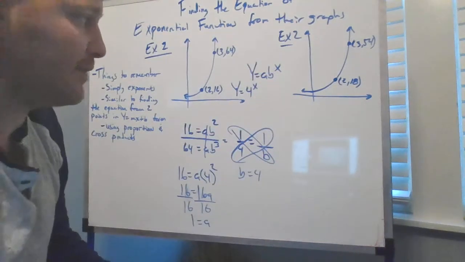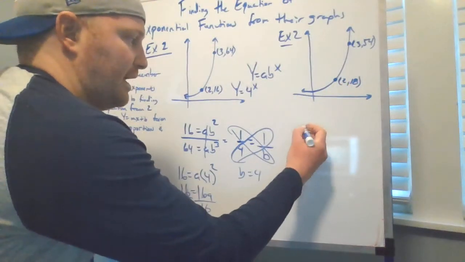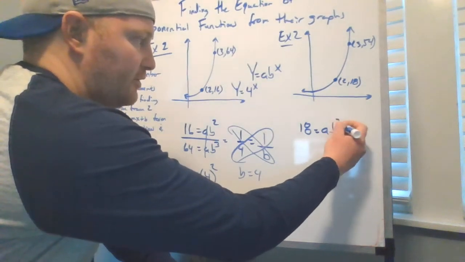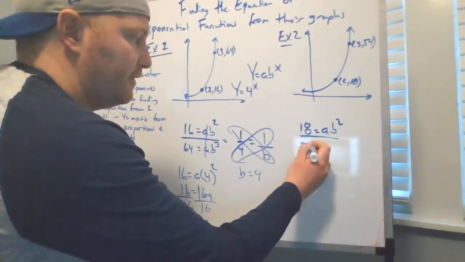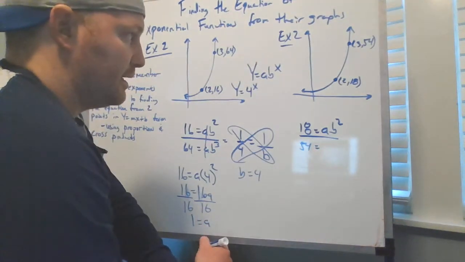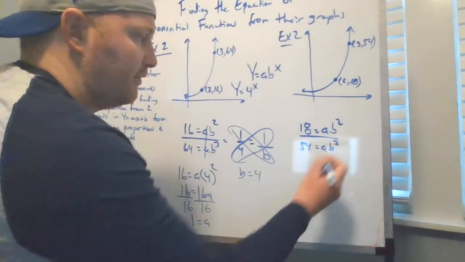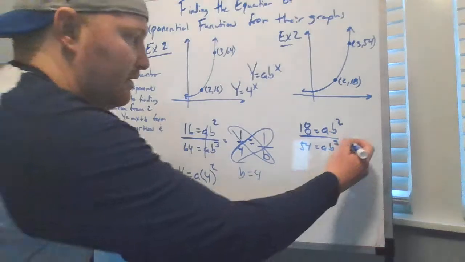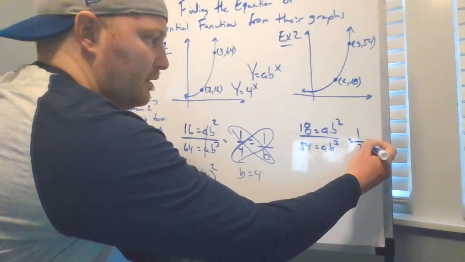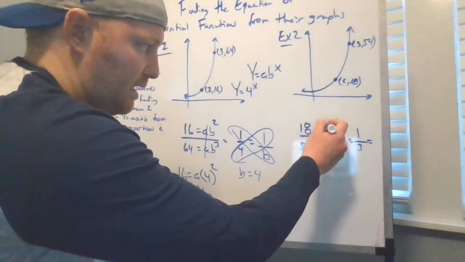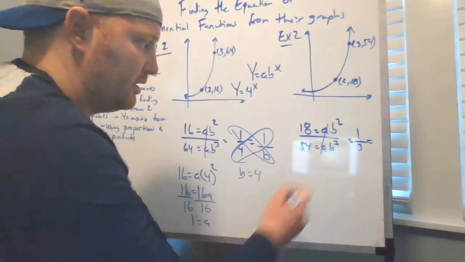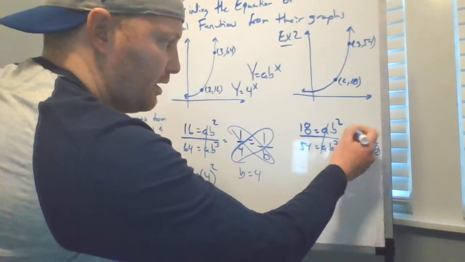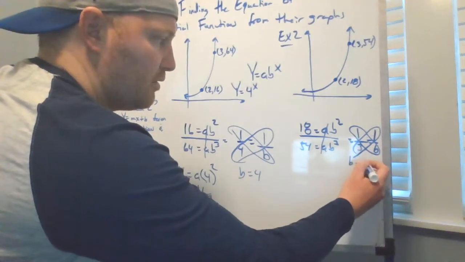Now, going over here, same exact process. Let's do this. So I got 18 equals ab to the power of 2 all over 54 equals ab to the power of 3. Now, eventually this is going to get harder, but just follow the process, all right? So now I know that this is going to simplify to 1 over 3 is equal to, well, the a's cancel. A to the first power over a to the first power cancels. And I got 1 over b. And again, I do my cross products, and I get b equals 3.